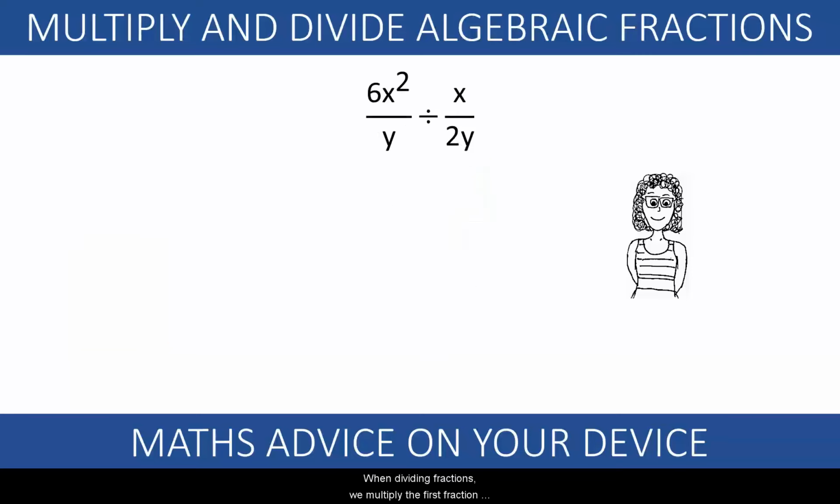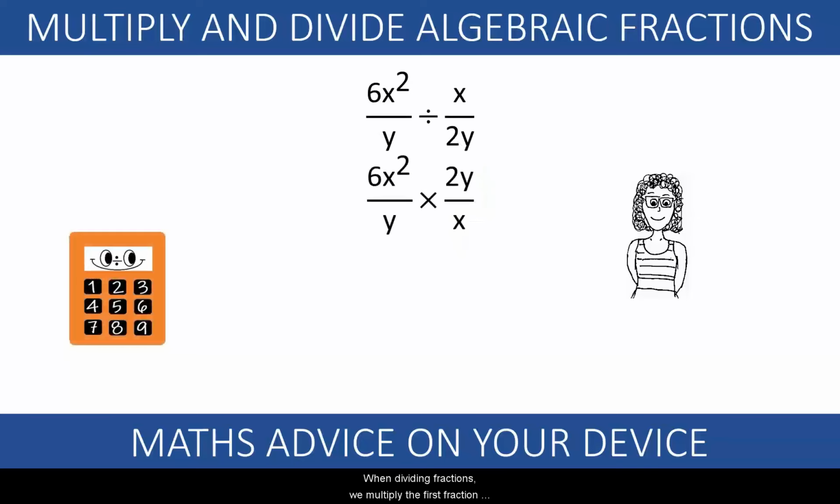When dividing fractions, we multiply the first fraction by the reciprocal of the second fraction. The only y at the top cancels the only y at the bottom. The x at the bottom cancels one of the x's at the top. 6x times 2 is 12x with 1 at the bottom, which we don't need to write.